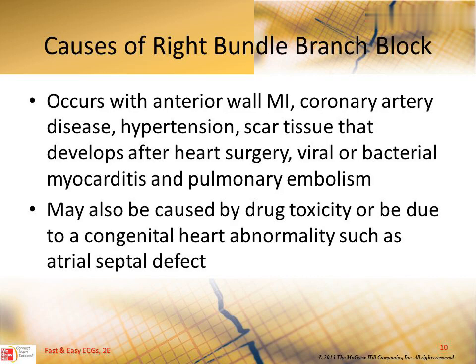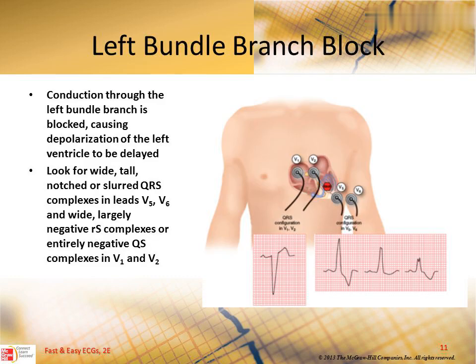Causes of right bundle branch block. Occurs with anterior wall MI, coronary artery disease, hypertension, scar tissue that develops after heart surgery, viral or bacterial myocarditis and pulmonary embolism. May also be caused by drug toxicity or be due to a congenital heart abnormality such as atrial septal defect.